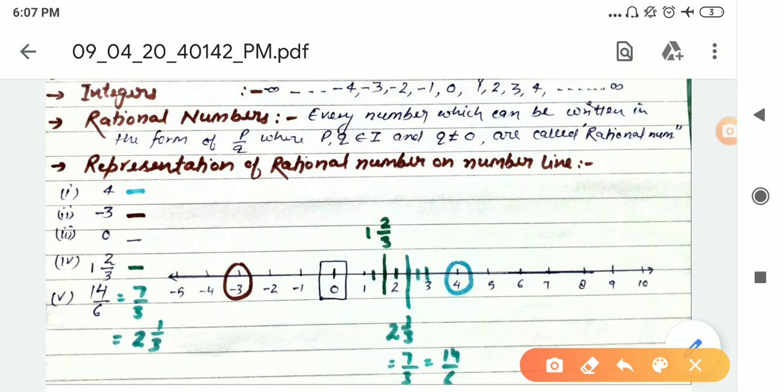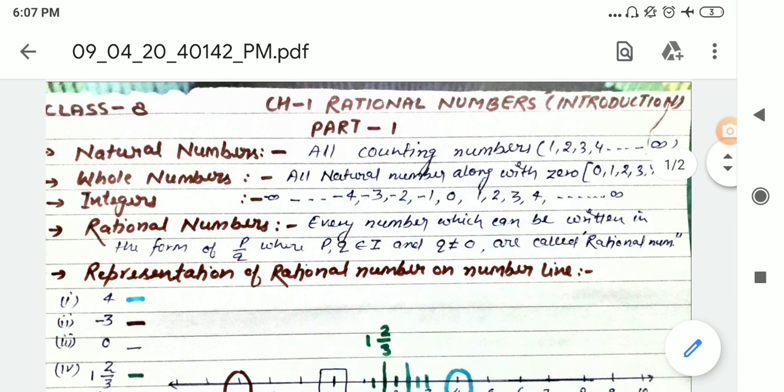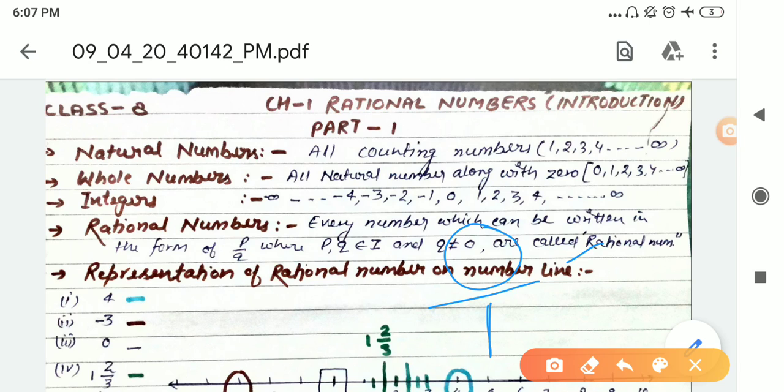Similarly, if we talk about whole numbers, all natural numbers along with 0 are whole numbers, and we have also learned that all natural numbers are rational numbers, so we will discuss 0 only. If we write 0, 0 can be written as 0 by 1, because 1 is the multiplicative identity. If we divide 0 by 1, we get 0. So 0 is also a rational number, because 0 can be written in the form of p by q, where p and q both are integers.